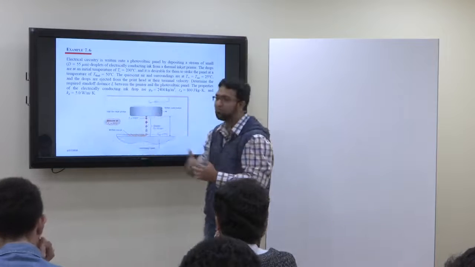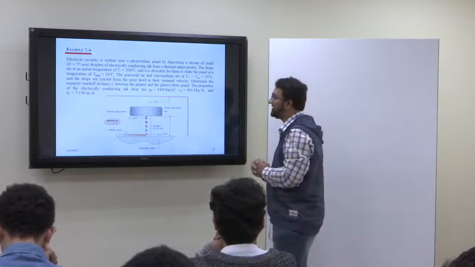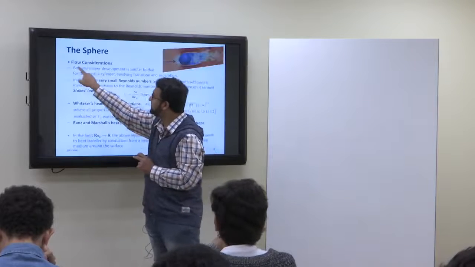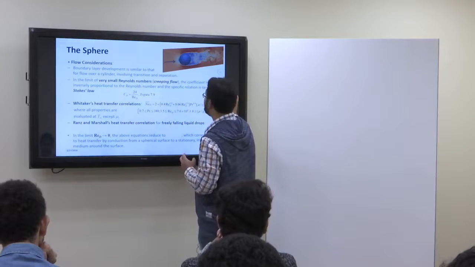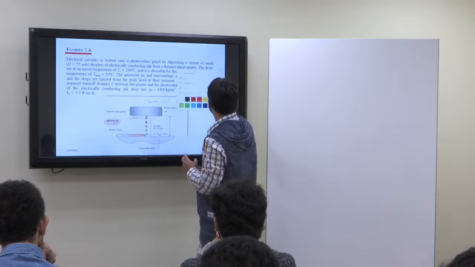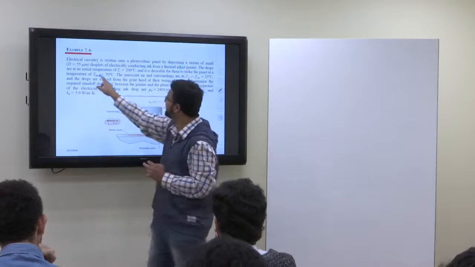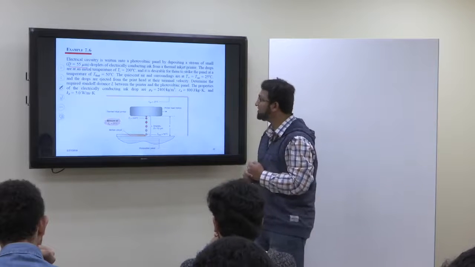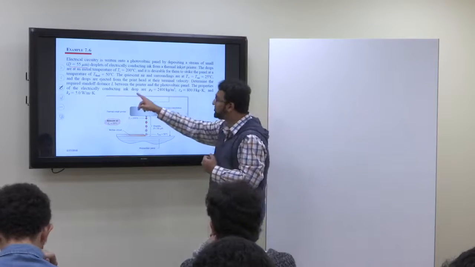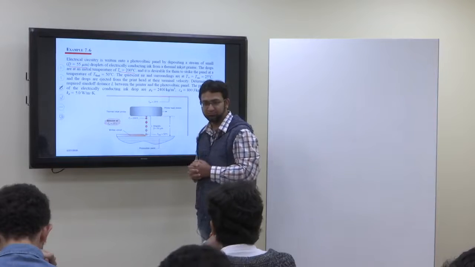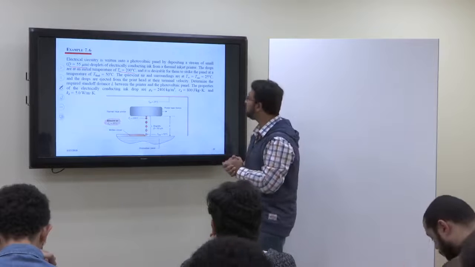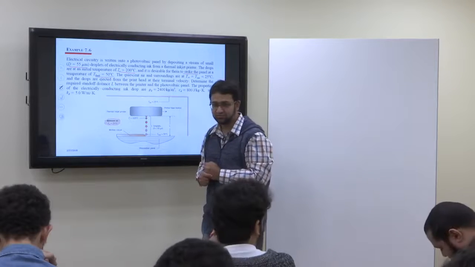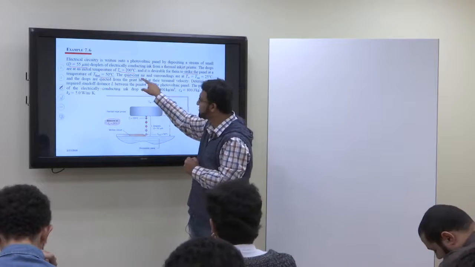Yes. Okay, so now let's read the problem statement once again so that we focus on it. Electric circuitry is written onto a photovoltaic panel by depositing a stream of small diameter, given 55 micrometer, droplets of electrically conducting ink from a thermal inkjet printer. The drops are at an initial temperature of 200 degrees centigrade, right? And it is desirable for them to strike the panel at a temperature of 50 degrees centigrade. The quiescent air, what is quiescent air?